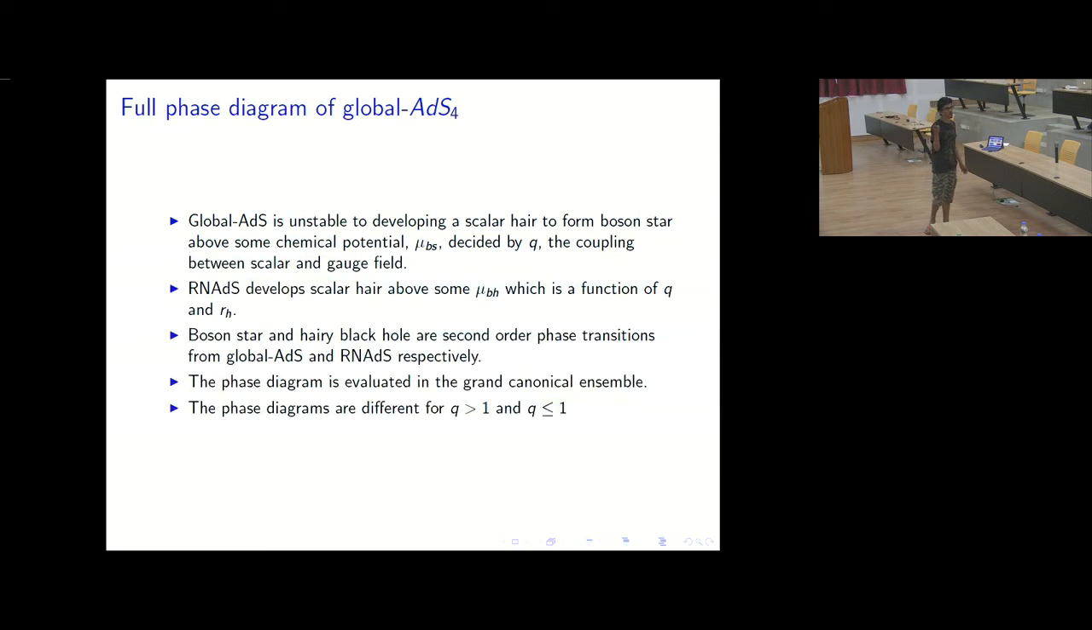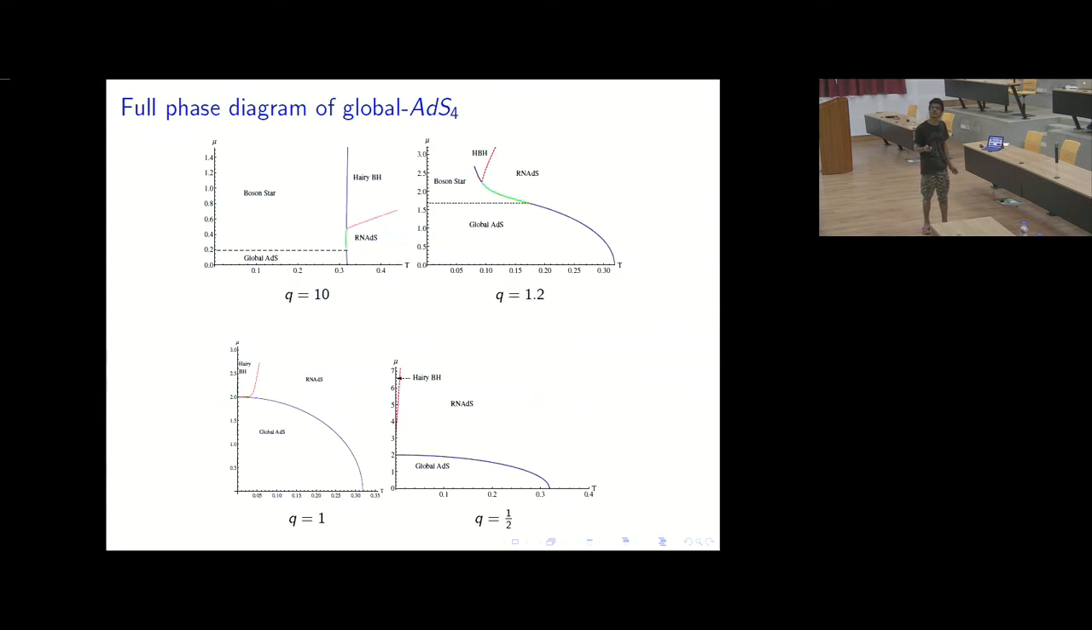What we find is that for Q greater than 1 and Q less than or equal to 1, there are two different types of phase diagram. This is for Q greater than 1, where you can see that all four phases exist. For the global AdS to boson star transition, the temperature is arbitrary, and the transition happens around 0.2 for Q equals 10, which can be analytically determined. The remaining is a fully backreacted solution. This small blue curve is the global AdS to RN-AdS transition, given by the Hawking phase transition. And the next one is the green. This is a first order transition that is computed semi-analytically.